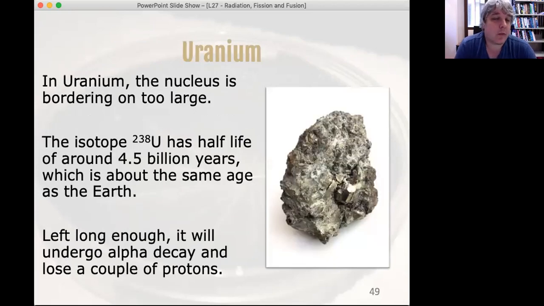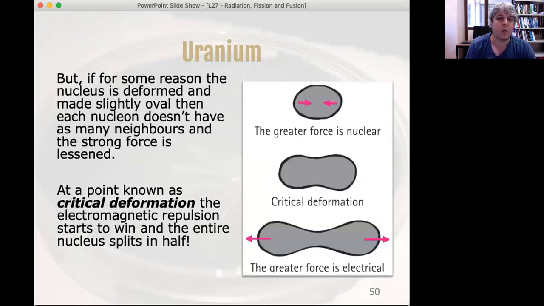Uranium is right on the border of being too big. Plutonium, as we saw, is too big. Uranium is right on the border. The isotope uranium-238 has a half-life of around 4.5 billion years, about the same age as the Earth. If it's left long enough, it will undergo alpha decay, lose a couple of protons, and become a different substance, as we saw in that whole big decay chain that takes 4.5 billion years. It will happen, it's slow, but it can still last for a while.